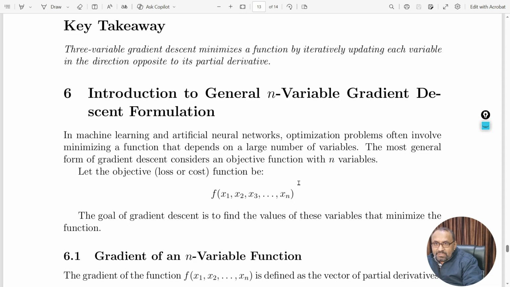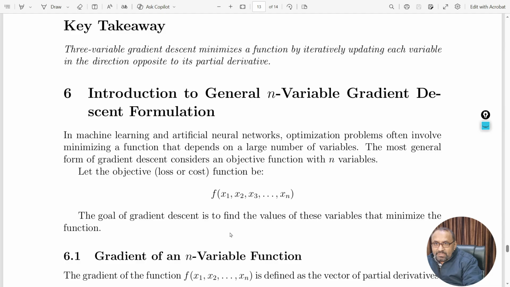In machine learning and artificial neural networks, optimization problems often involve minimizing a function that depends on a large number of variables. The most general form of the gradient descent is considered on the objective function with n variables, and let the objective function be f of x1, x2, up to xn. These are the n variables here. The goal of the gradient descent is to find the values of these variables that minimize the function.